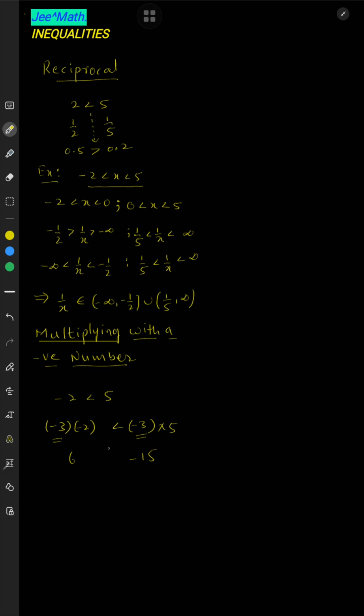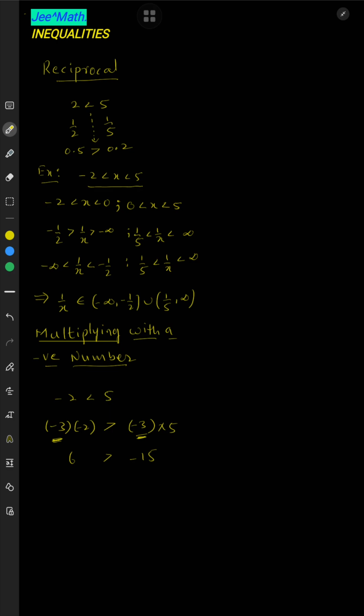Now which one is more? 6 is more. So initially you have the less than symbol, and finally you got the greater than symbol. This means the inequality changes on multiplying with a negative number. So you need to write the opposite inequality: here the less than symbol is there, and you need to write the greater than symbol. So when you multiply with a negative number, change the inequality.